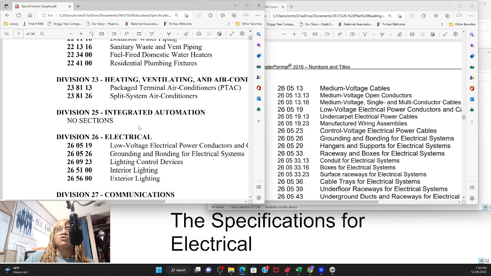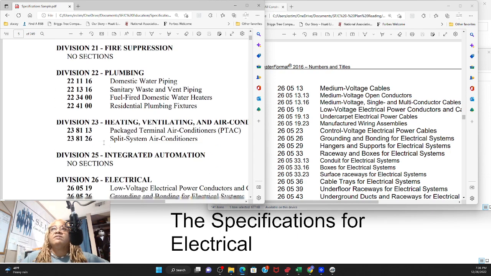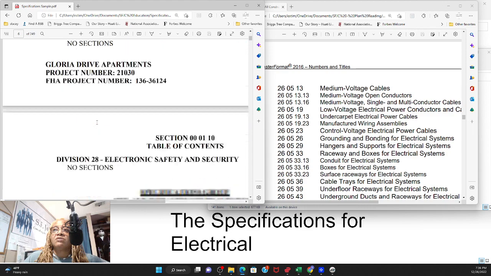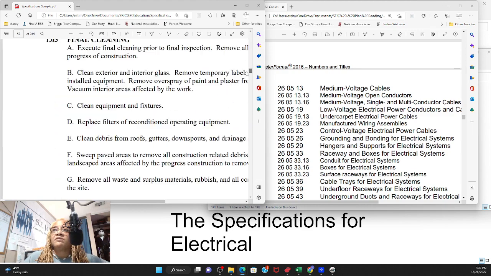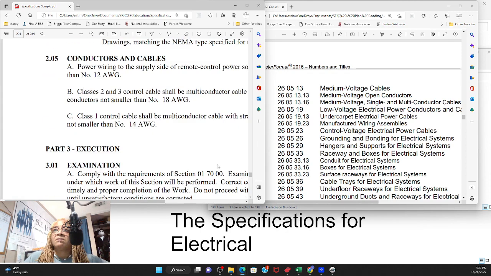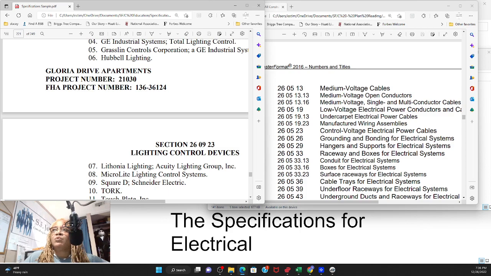In the construction industry, we know that everything is broken down by division. And master format gives us all of the divisions broken down, and it will tell us how we are supposed to perform our scope of work. So we're going to go to 260519 on this actual set of specifications. There we go. 26.